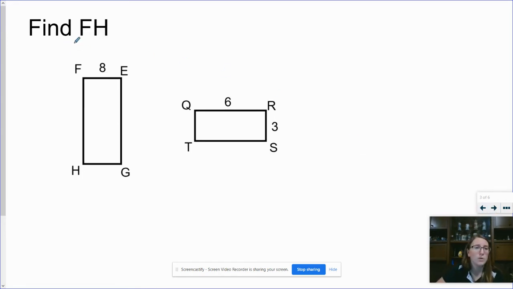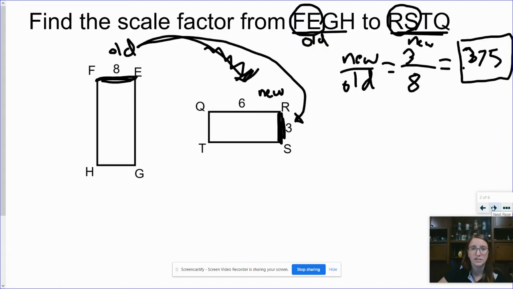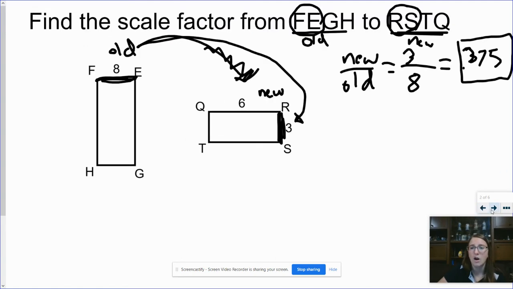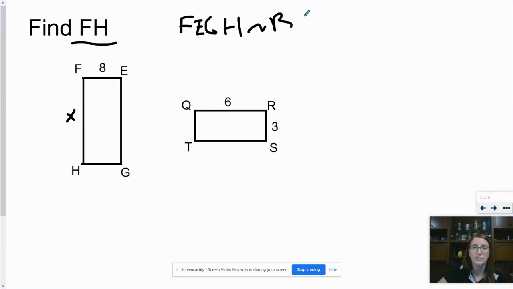Okay, now in this one, we want to find FH. So it's the same picture as before, and I want to find F to H, so I'm going to call that X. So again, we know that FEGH is similar to RSTQ. So I'm going to give you a moment to try it. Because we are finding a side, we need to set up a proportion. Go ahead and try and write your 2 fractions, and then we'll check.